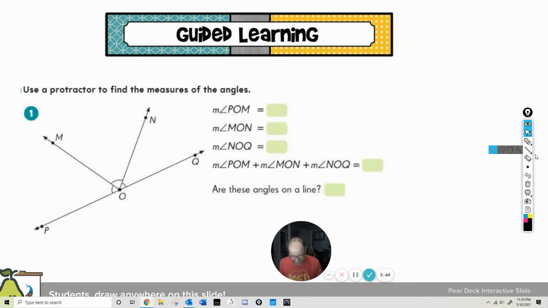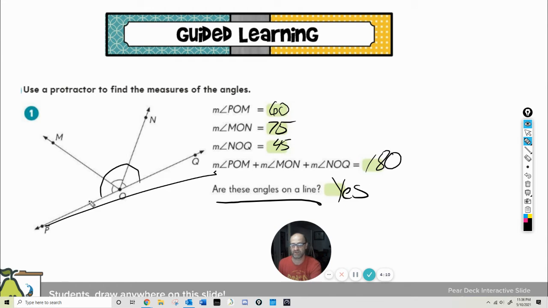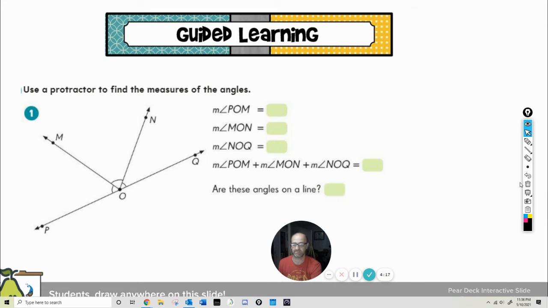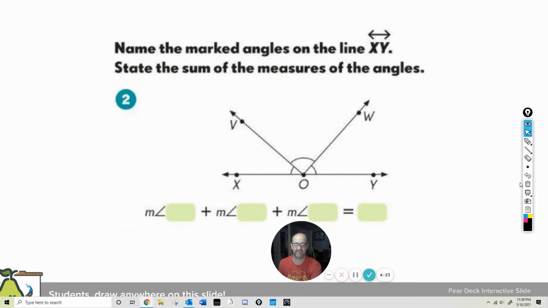Don't judge me. If you measured with your protractor and you measured accurately, you usually get 60, 75, and 45. If you add the measure of that plus the measure of that plus the measure of that, you're going to get 180. So if they all add up to 180, are the angles on a line? Yes. That's the line. That's the 180. Once again, these angles aren't necessarily written to scale, because the book is deliberately going to mess with your heads.